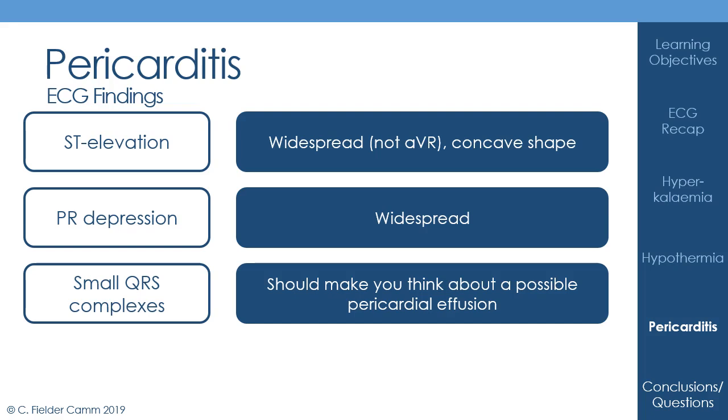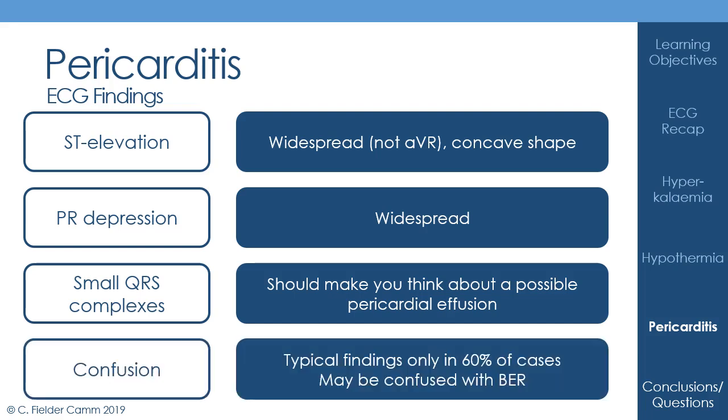You should be looking for the height or the amplitude of the QRS complexes. If they're small, that should make you concerned about whether you've got a pericardial effusion, because if you've got fluid all around the heart, that sort of acts as an electrical insulator and reduces the amount of signal that gets through to form the surface ECG. So these small QRS complexes in pericarditis should make you think about whether you need to get an echocardiogram to have a look at whether there's fluid surrounding the heart there.